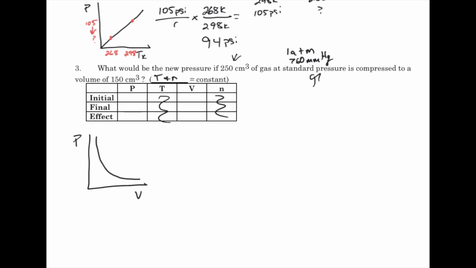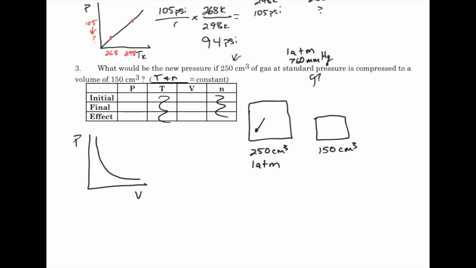Okay, and we're starting out with a volume of 250 centimeters cubed. And at that instance, it's at standard pressure, which is 1 atmosphere or 760 millimeters of mercury. It doesn't matter which one you choose. 1 is just a much easier number to work with mathematically than 760, so I always choose the atmospheres when we're talking about standard pressure, right? We know now that the volume is going to decrease, right, to 150 centimeters cubed, right?